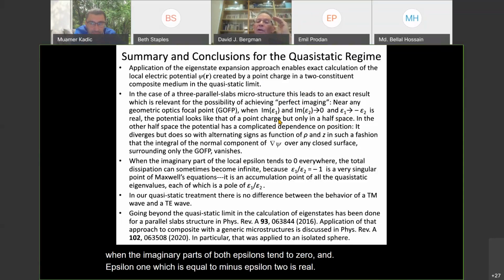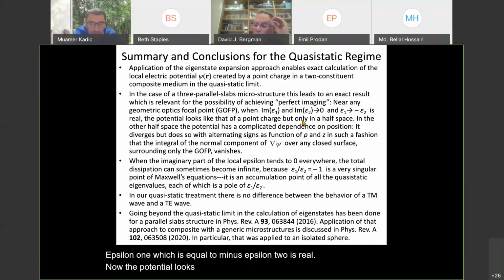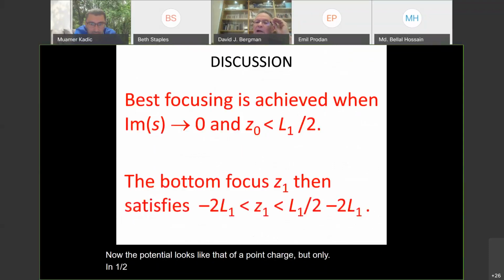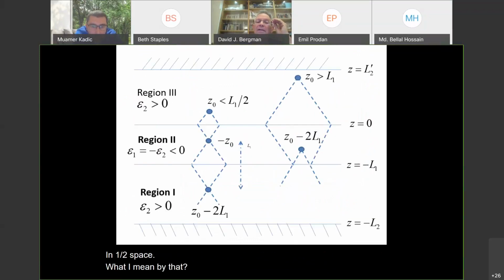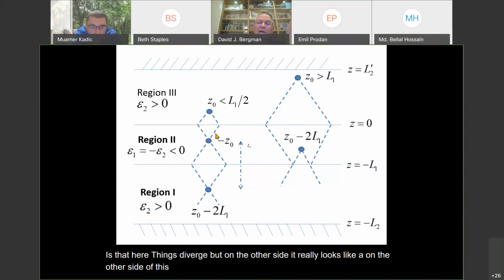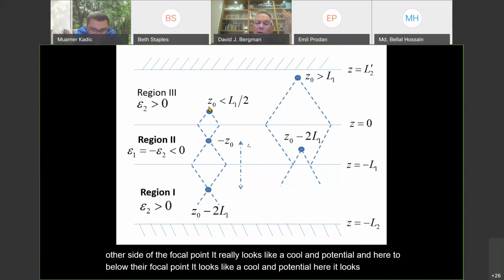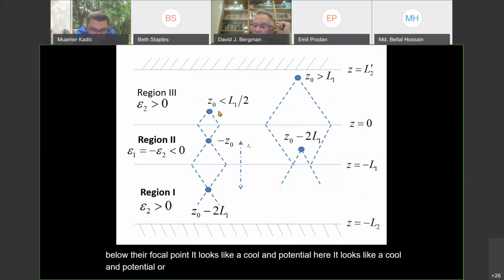Now, the potential looks like that of a point charge, but only in a half space. What I mean by that is that here things diverge, but on the other side, it really looks like the other side of that focal point, it really looks like a Coulomb potential. And here too, below that focal point, it looks like a Coulomb potential. Here, it looks like a Coulomb potential all around the point source.